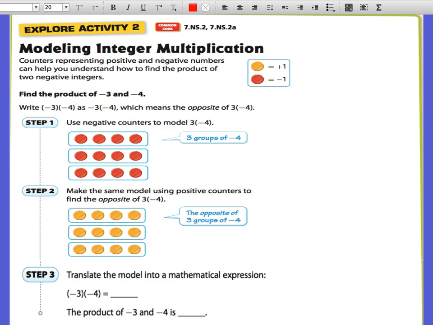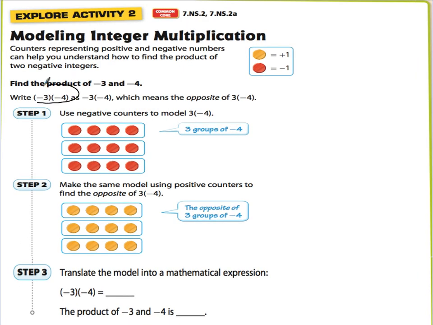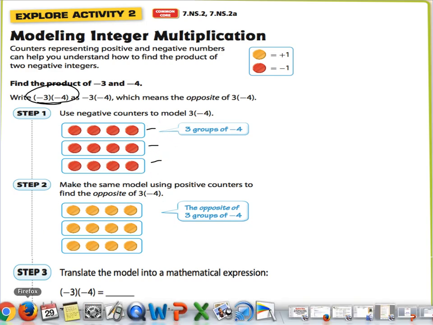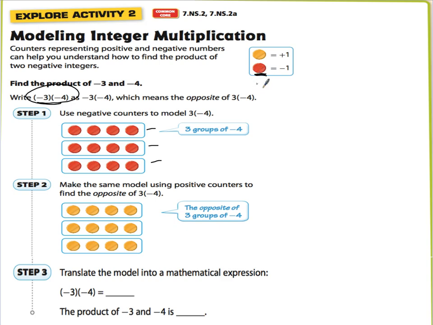Now we're going to take a look at this in terms of using counters. Now we're looking at an actual negative times a negative. First, we're going to model negative 3 times negative 4. We're going to look at it as 3 groups of negative 4. So if I have 3 groups of negative 4, I would have these 3 groups with negative 4 pieces each, because remember the reds are negative. Okay, and then I know that this would give me negative 12.